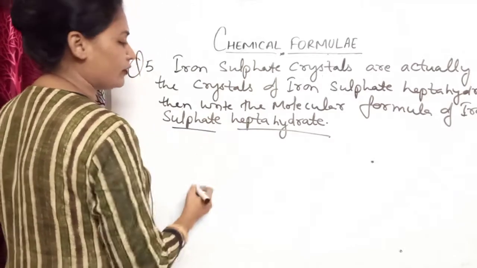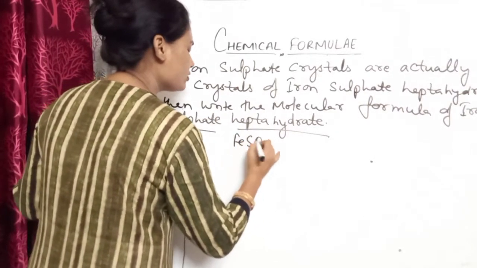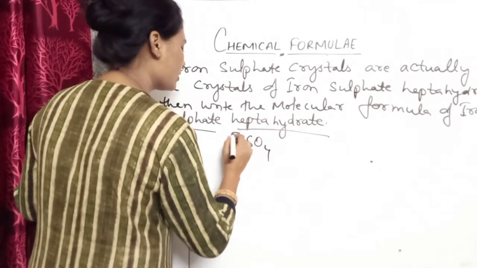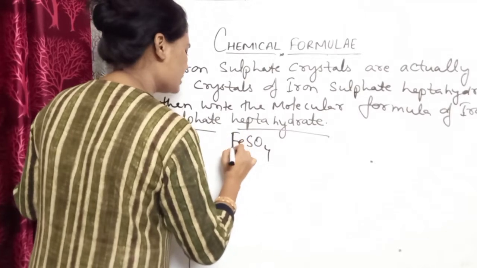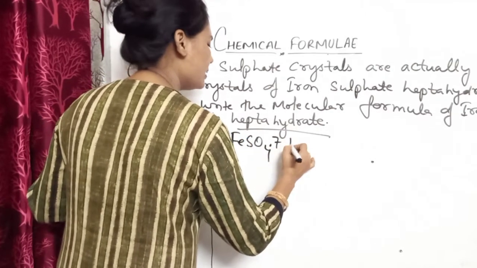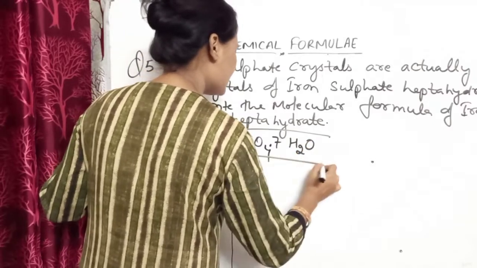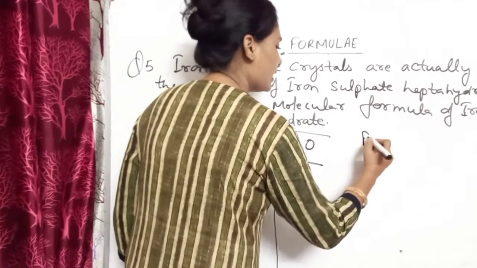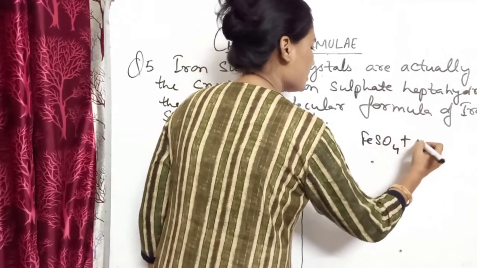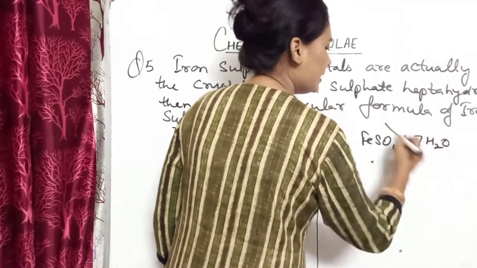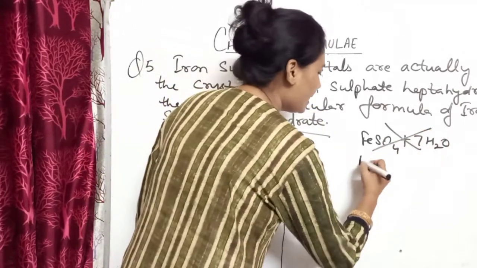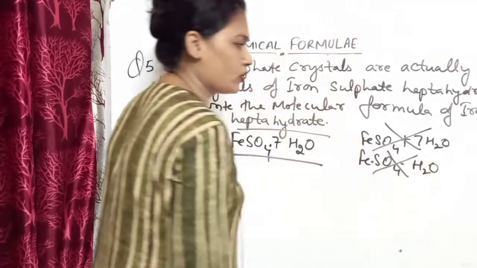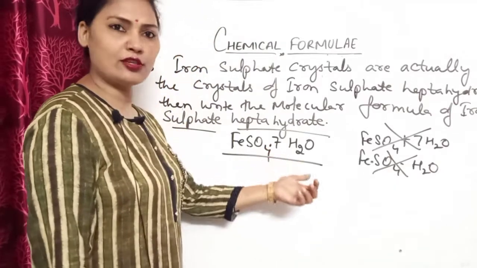So here iron sulfate means FeSO4. This is iron sulfate dot 7H2O. So this is the formula of iron sulfate heptahydrate. If you write FeSO4 plus 7H2O, then it becomes wrong. If you write FeSO4 dot H2O, then it will become wrong. But it is dot 7H2O, then it is correct.